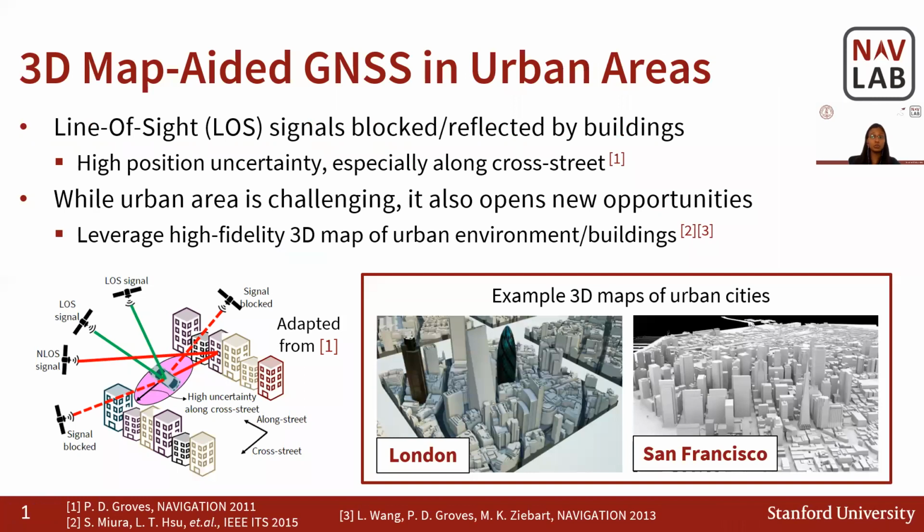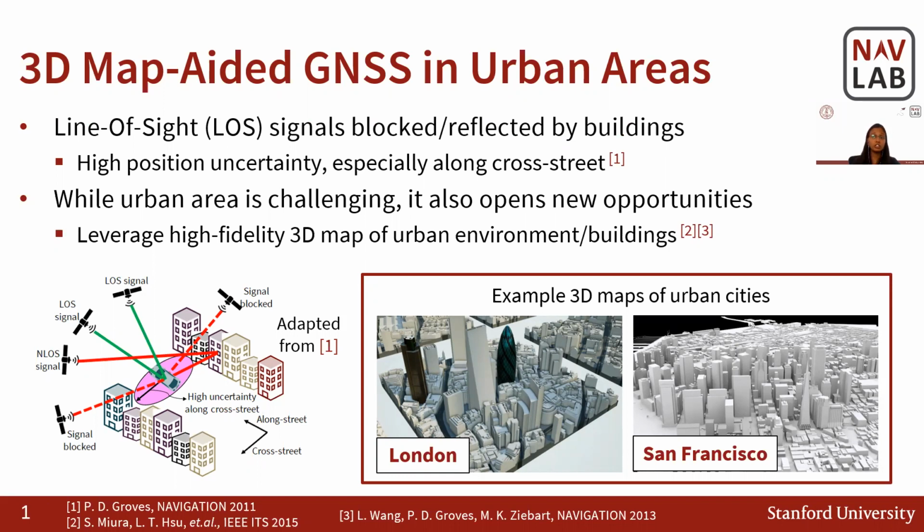As we are all well aware, GNSS-based localization is often unreliable in dense urban areas. As shown in this left figure, line-of-sight signals can be blocked or reflected by buildings, creating non-line of sight and multipath. Consequently, high positioning uncertainty is observed using GNSS-only localization, especially in the cross-street direction.